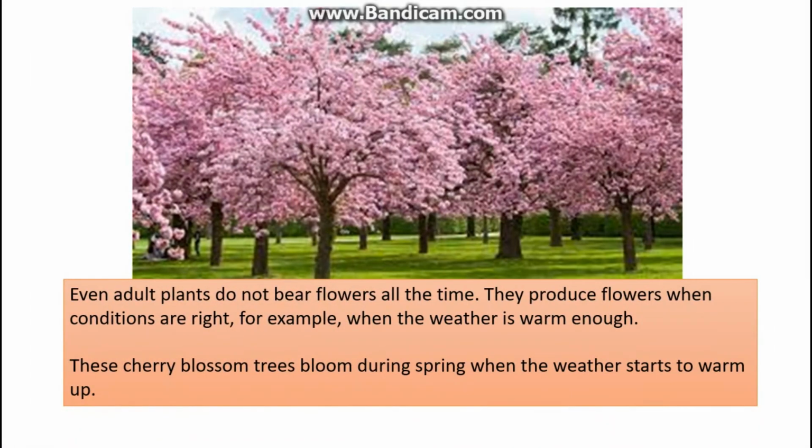Even adult plants do not bear flowers all the time. They produce flowers when conditions are right, for example, when the weather is warm enough. These cherry blossom trees bloom during spring when the weather starts to warm up.